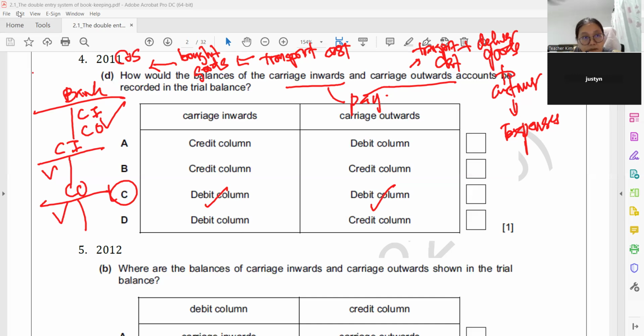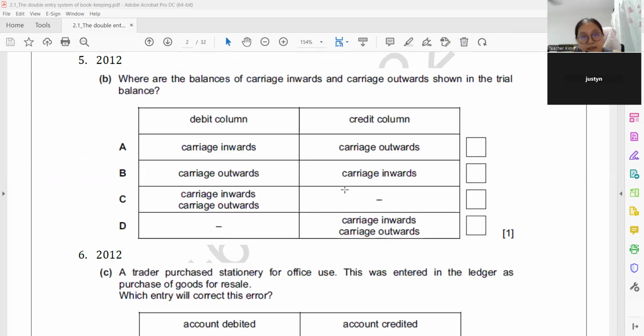Okay. Now next, something similar to just now, but the way they present it is different. So what is the answer? Similar, but the way of presentation is different. Trial balance. So think about just now, question number 4 that I explained, and then find your answer. Your answer is correct. C, both also have to pay debit. Okay, now let's continue.